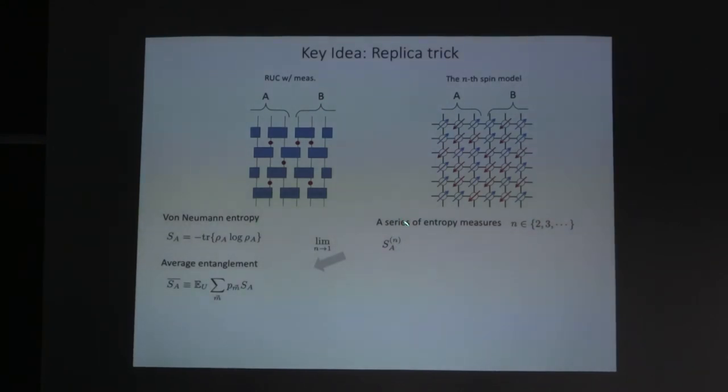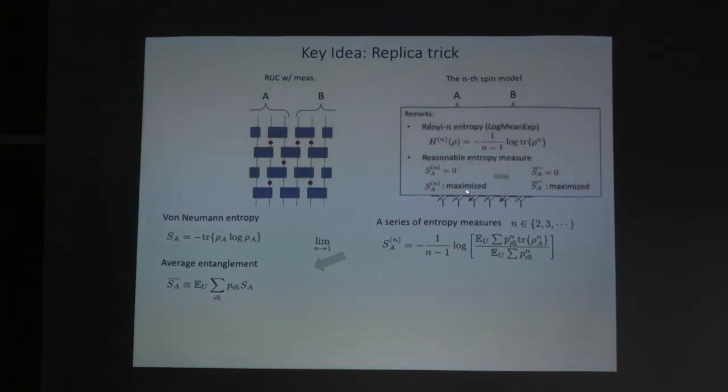The property of Sn is such that, first, this quantity maps to the free energy of the spin model. And also, if you take the analytic continuation of n going to 1, we make sure this goes back to the von Neumann entropy, averaged over all possible measurement outcomes and unitary gauge. And this is the exact expression for my Sn. It looks complicated, but the idea is pretty simple. It's essentially the Rényi n entropy. However, we average in a different way.